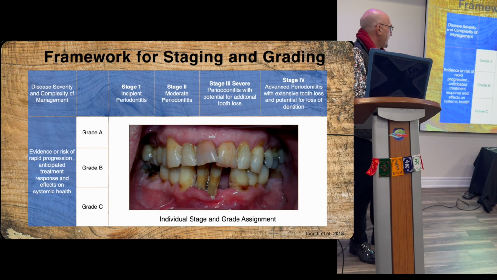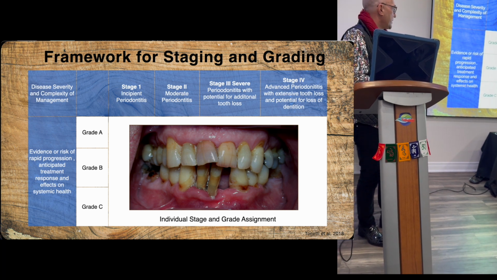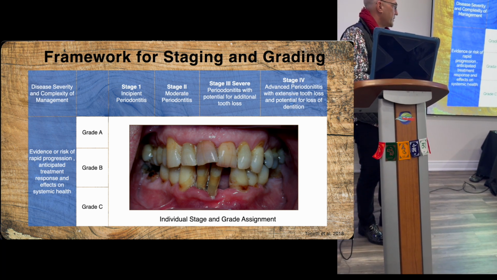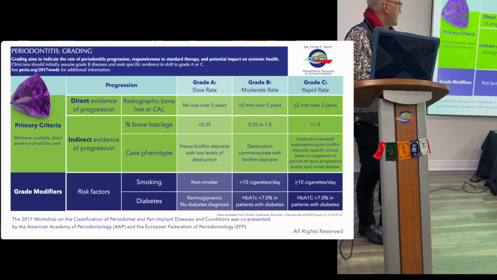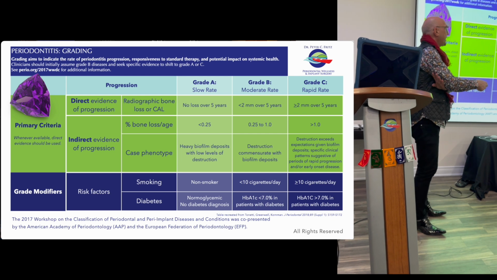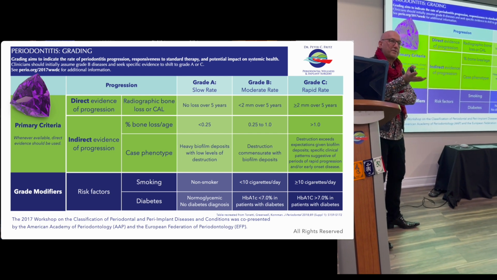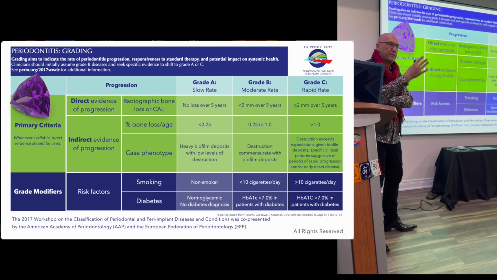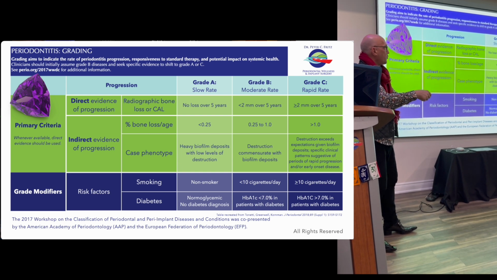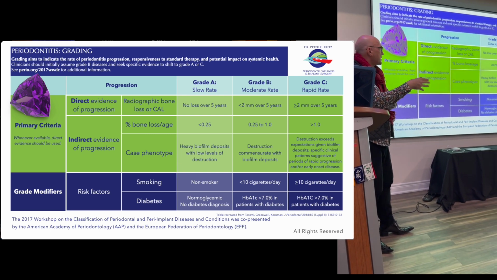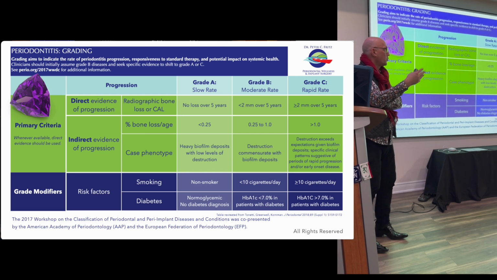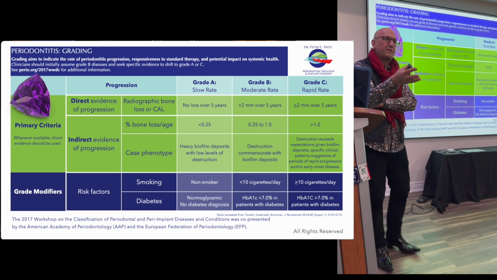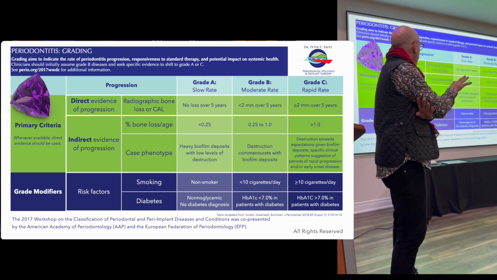Then we're looking at the evidence or risk of rapid progression. So is it going really slow? Is it controlled? Or is it going really fast? And to do that, we have direct evidence, which is if you've taken x-rays and you have time point 1, time point 2, and there's no bone loss over 5 years, we'd agree that it's not moving fast. Right? This is slow. The speedometer is going slowly. If we've lost less than 2 millimeters over 5 years, it's moderate, right? And if it's more than 2 over 5 years, it's going really fast. So this is sort of the direct evidence that we're going for.